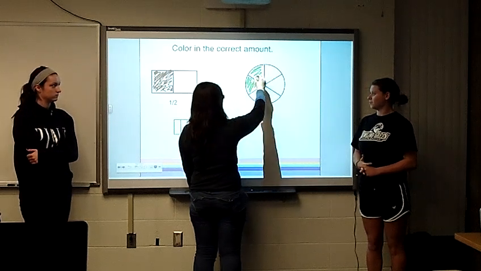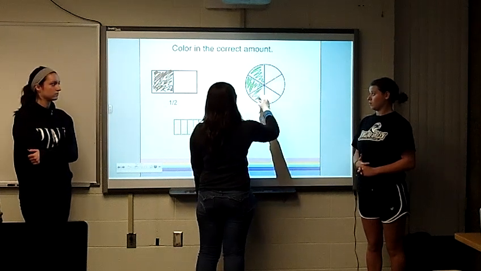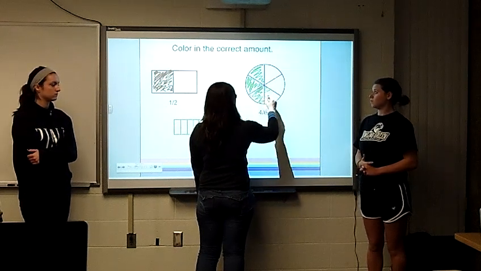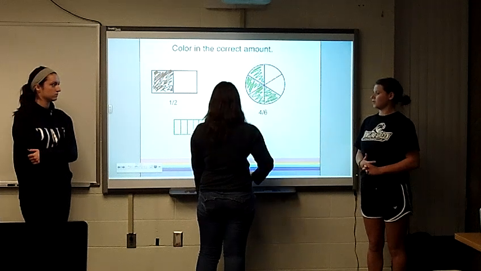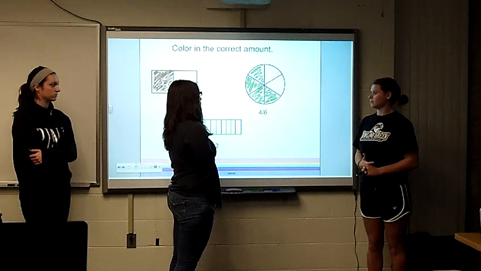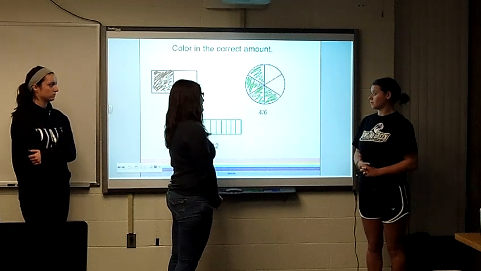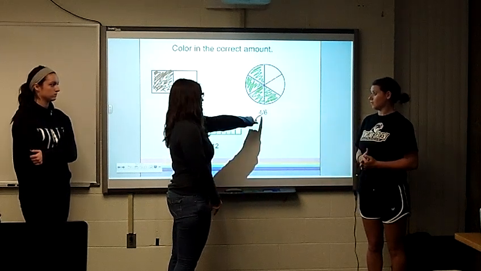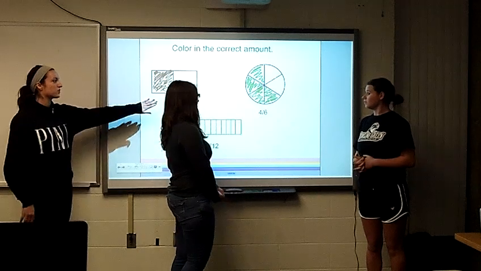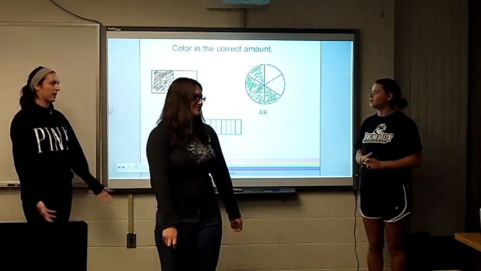1, there's 1 sixth, 2 sixths, 3 sixths, and 4 sixths. Correct. Good. So you did that because why? Because four of the 6 shapes are colored in. Yes. You want to make sure you're coloring the numerator part, the one that's on top. That's how many you have.